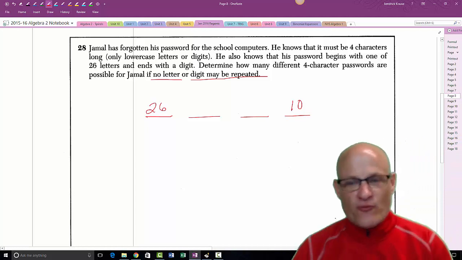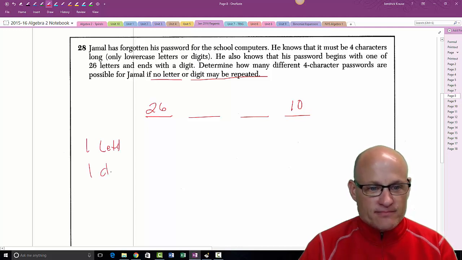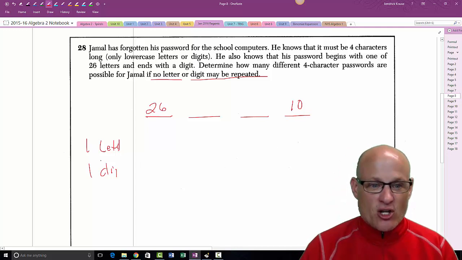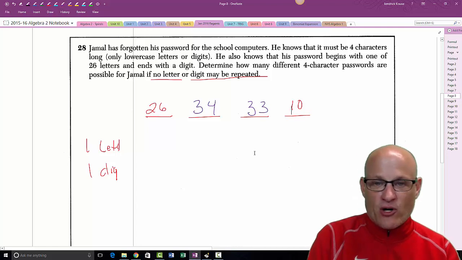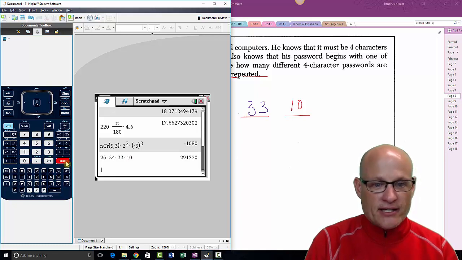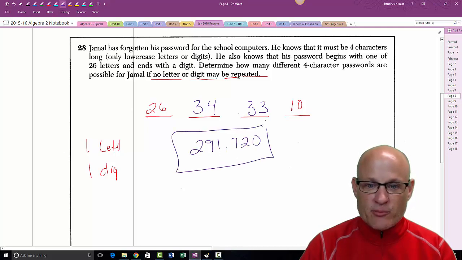Well, okay, so far he's used one letter and one digit. Now combined, there's 36 letters and digits. So if we lost one digit and one letter, that means there's 34 left for this spot and 33 left for this spot. So all I got to do is multiply those: 26 times 34 times 33 times 10. And I get 291,720. He's going to be there for a while.